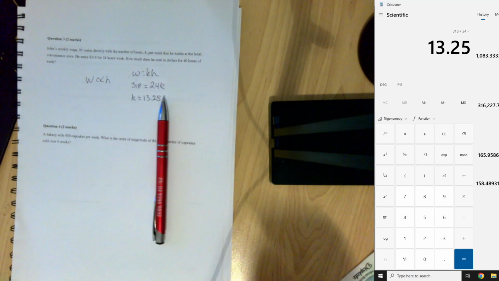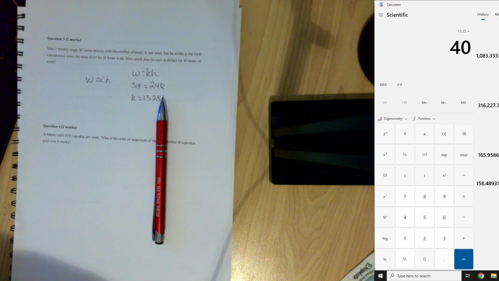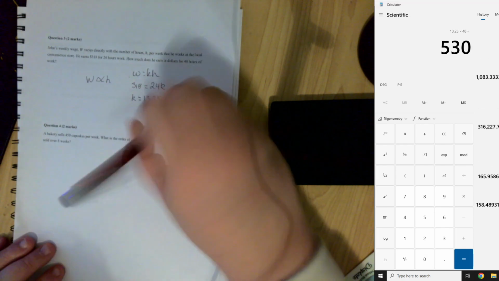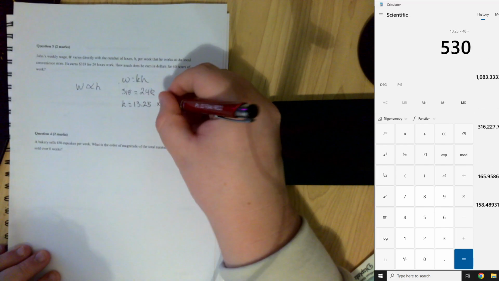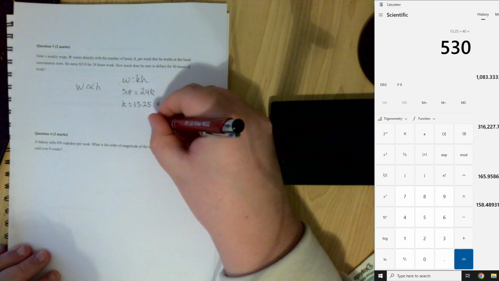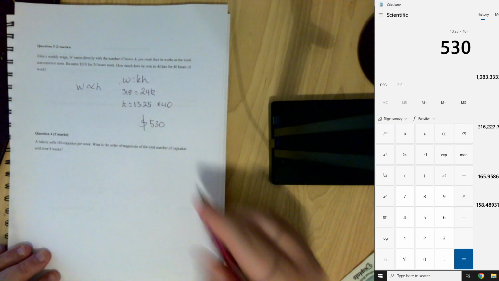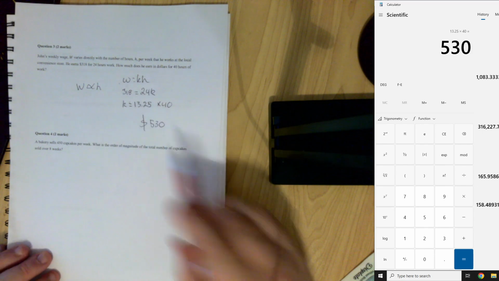Means I multiply this value by 40. I get 530. Let's say 1 mark for that, 1 mark for K.